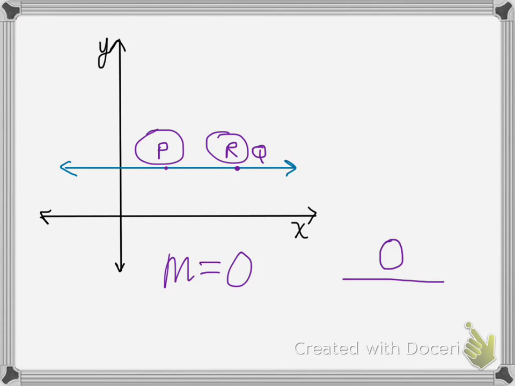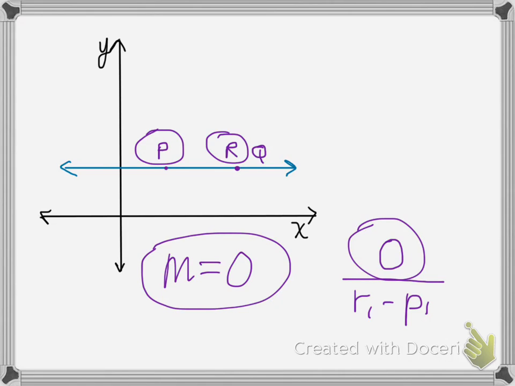So this would be over the difference in the x-coordinates. So something like R1 minus P1. Doesn't matter what that is because this 0 in the numerator makes the whole calculation 0. So the slope of a horizontal line is 0, and that makes good sense based on what we know of what slope is measuring. And it also makes sense with the way that we are seeing that we can calculate it.